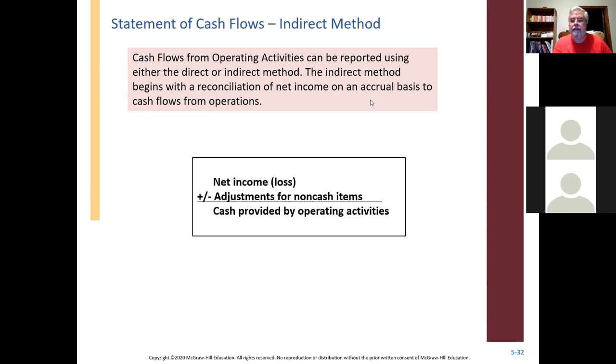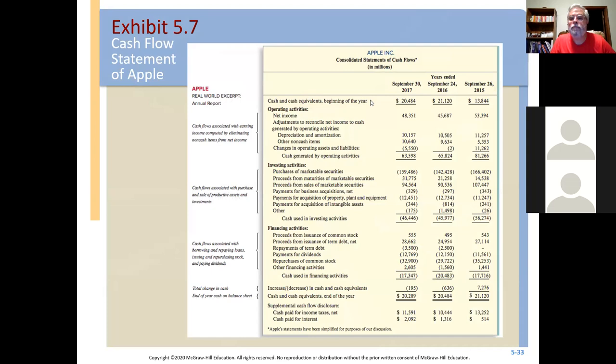So let's get to Apple's statement of cash flow. As you can see, it provides 3 years worth of data. And we begin our communication with the beginning balance. We then provide the operating activities, then the investing activities, then the financing activities. Then we show any increases and decreases in cash based on the three individual activities. Then we provide what the cash balance is at the end of the year.